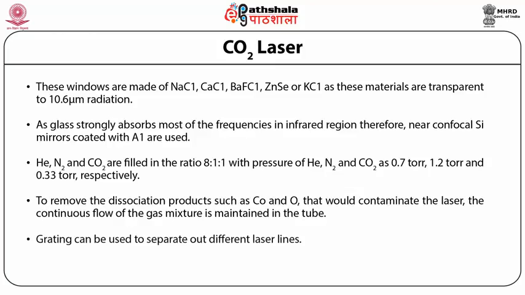A grating can be used to separate out different laser lines, and the CO2 laser can be made to operate in pulsed or CW mode. Pulse energy of 2 kilojoule and pulse width of a few microseconds are possible. And for CW operation, power greater than 50 watt is possible.